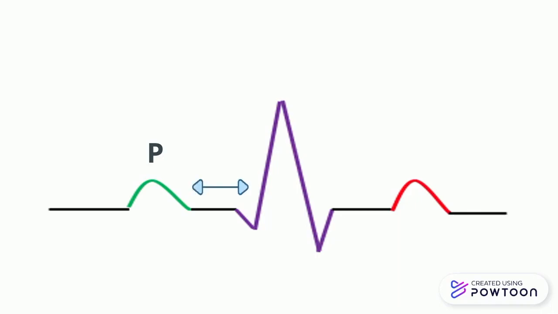The distance between the P and Q is the amount of time that the signal travels from the SA node to the AV node. The QRS complex is known as ventricle depolarization. This is when the electrical signal reaches the AV node. The distance between the S and T is the plateau in the action potential. This is when the ventricles contract and pump blood. The T wave is known as ventricle repolarization. This is when the ventricles relax and the cycle starts over.